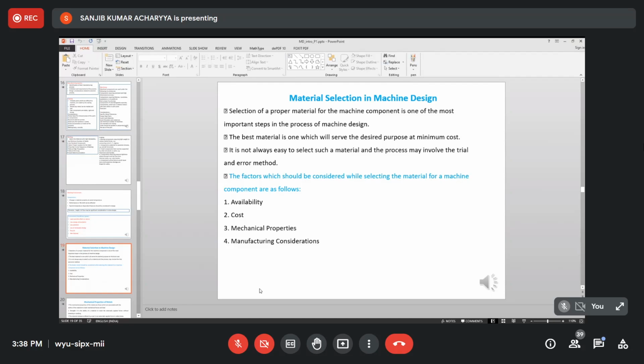Ultimately, the product is to be developed through some manufacturing process. A material may be very cheap and have the important mechanical property required, but it may be very difficult to machine, cast, forge, or weld. If it is difficult to manufacture by the available manufacturing procedures, then sometimes it may not be selected by the designer. So whether the material will be selected or not depends on four points: availability, cost, mechanical properties, and manufacturing cost.